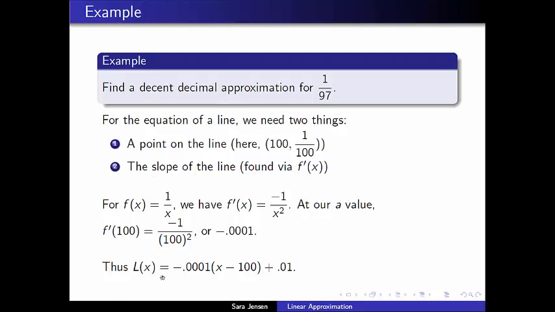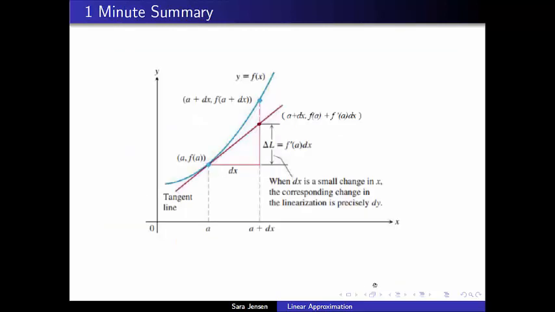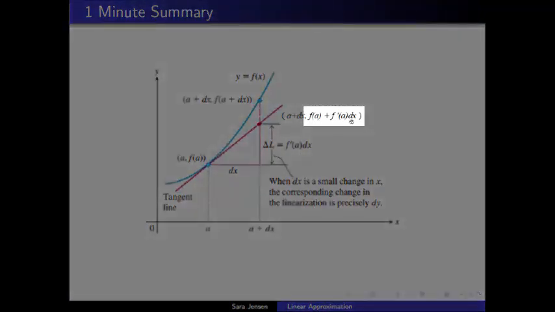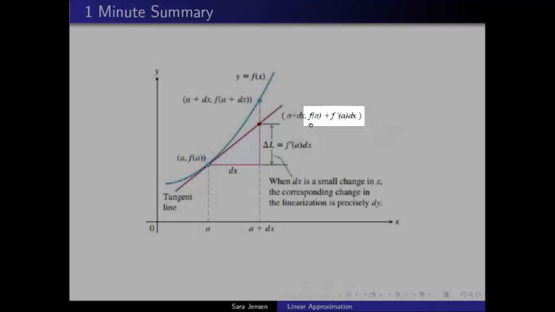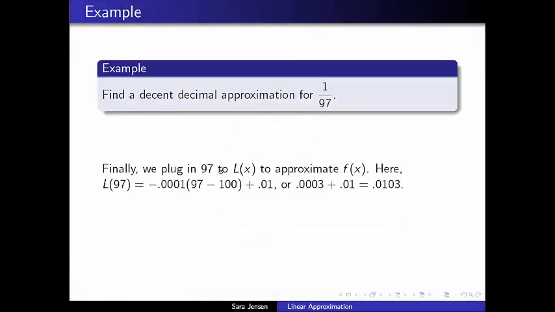Having the point on the line and the slope of the line, we can come up with the equation of the line using one of our many forms for the equation of a line, slope times x minus our a value plus our f of a value. If you're curious, you can see that equation of the line back in this picture as our slope times our x minus our a value. That's really the dx that we're computing, and then adding on to it our f of a value. Now we're almost done with this problem.